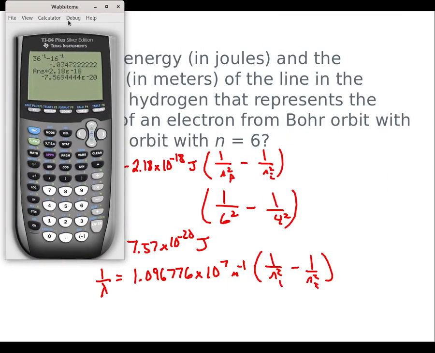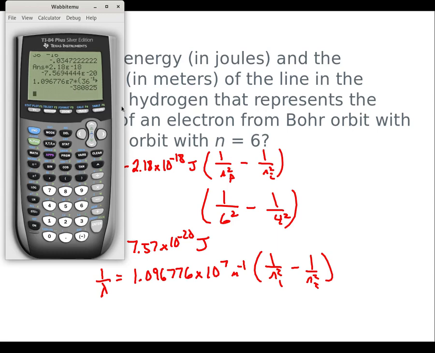So let's see what we get if we do this. 1.0096776 times 10 to the 7th times, in parentheses, and it's the same numbers, so 36 to the negative 1 minus 16 to the negative 1, and then close those parentheses. And I get this. Biggest reason I got that is because I probably should have put 4 and then 6, but I don't care. I can flip that sign when I write it down on the paper.